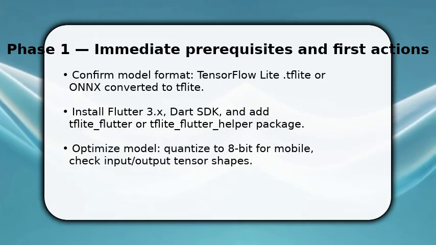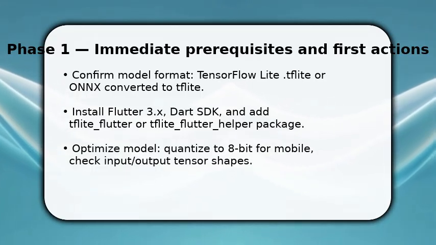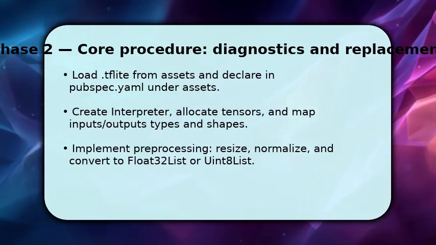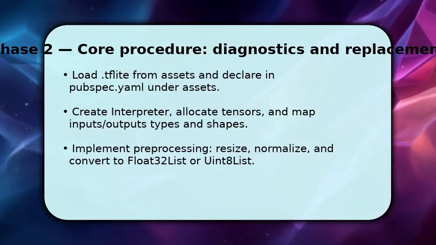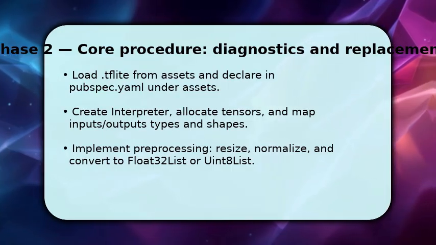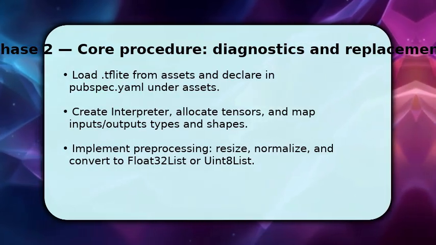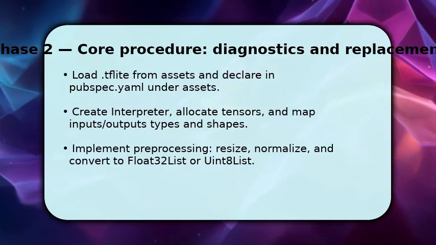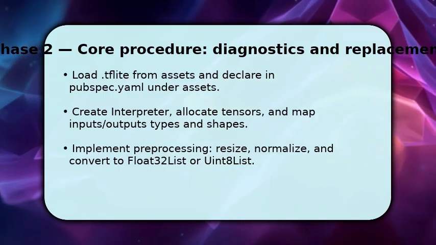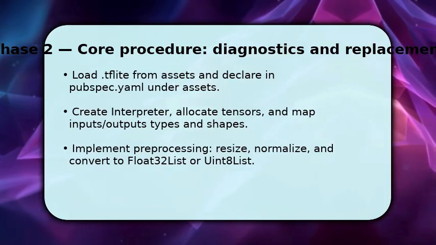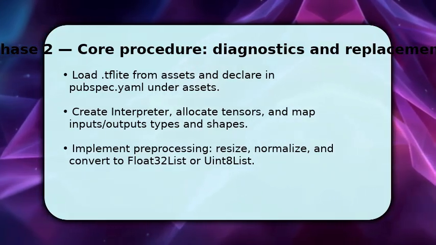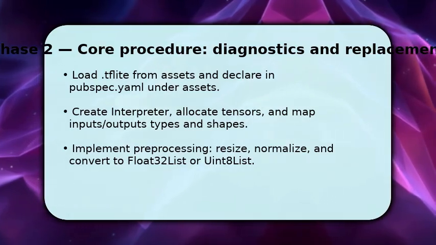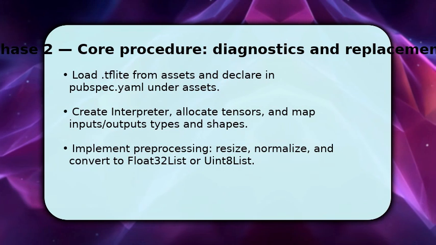Now you integrate the model into your Flutter app. First, bundle the TFLite file as an asset and declare it in pubspec.yaml, this guarantees access at runtime. Next, instantiate the interpreter from tflite_flutter, allocate tensors, and bind input and output buffers that match the model's dtypes and shapes. Then implement preprocessing. Resize images to the expected resolution, normalize pixels, and convert to Float32List or Uint8List as required.